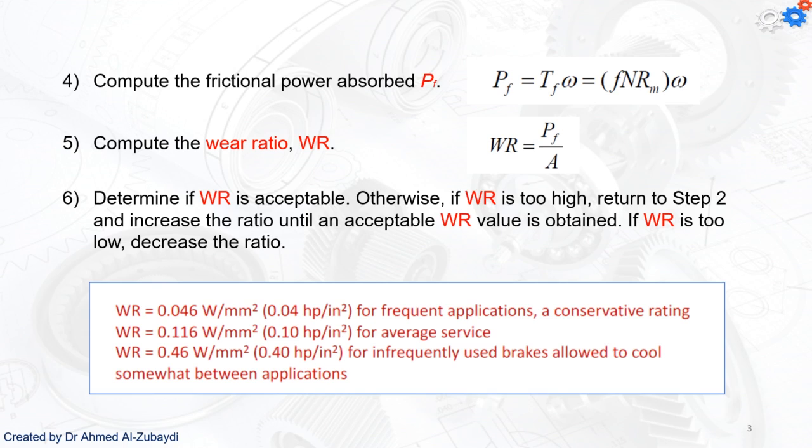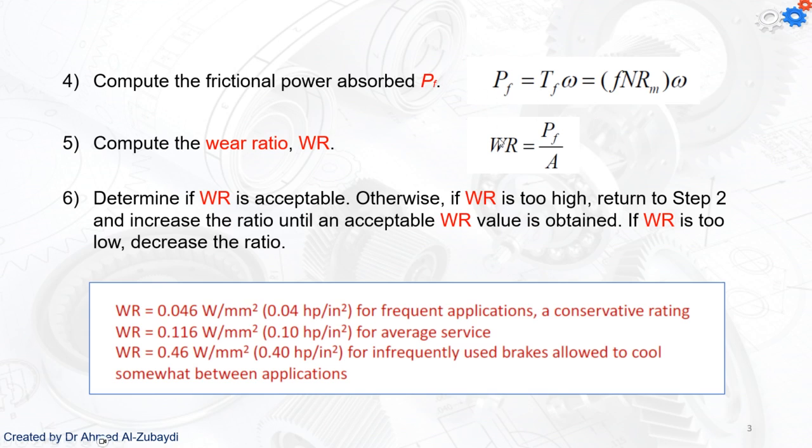WR is going to be equal to 0.116 watt over millimeter square for the average services. WR is going to be 0.46 watt over millimeter square for the frequently used brakes allowed to be cooled down somewhat between the applications. So let me tell you something very important.